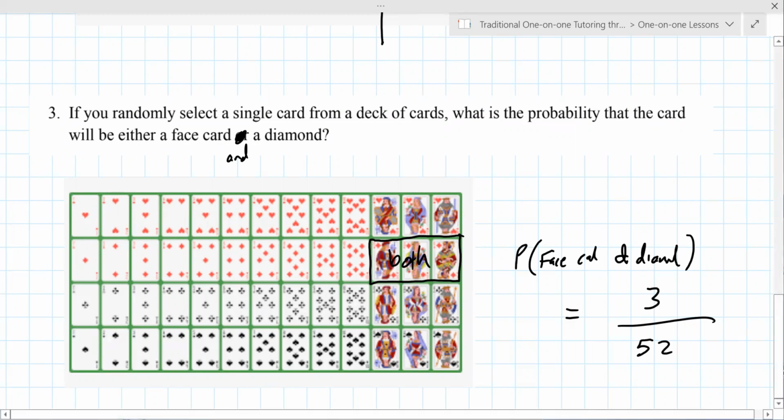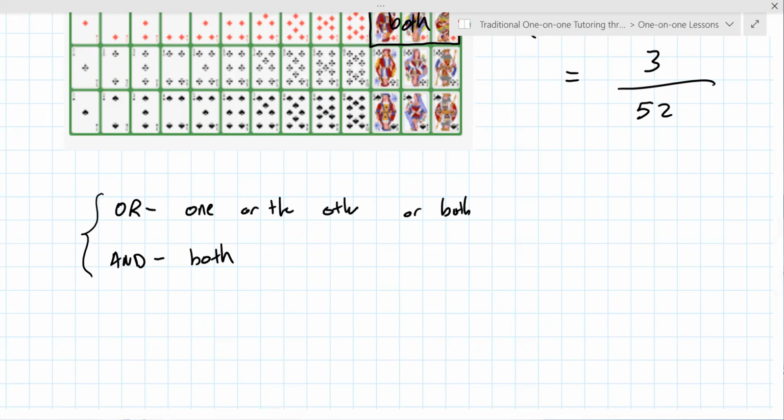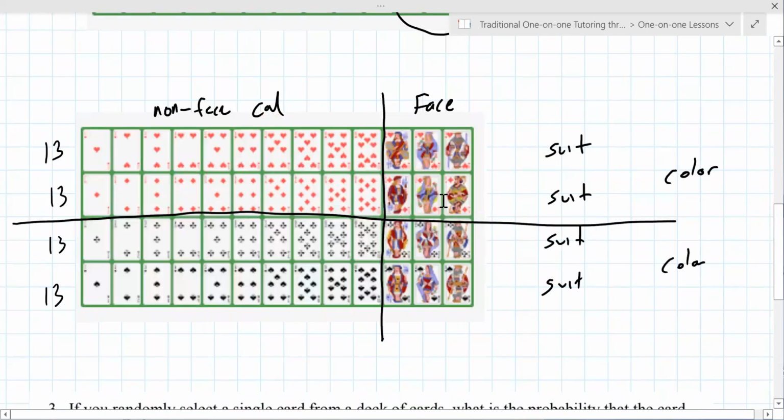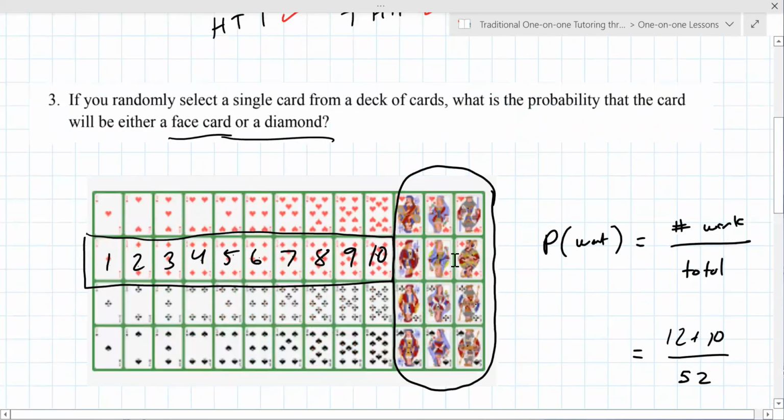So there's this language: or means one or the other or both, and means both. And these are the words you're going to see in this class. We actually see it in the next problem. So or can actually mean both, though you don't double count. Let's go back up to the one we did where it said or. Both is good. See how the overlap is here?